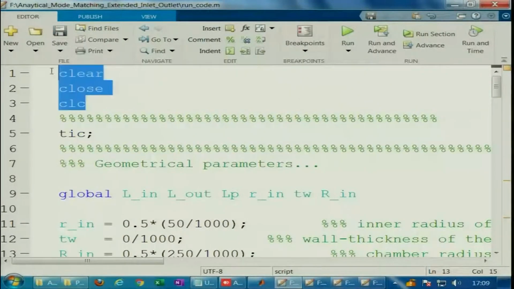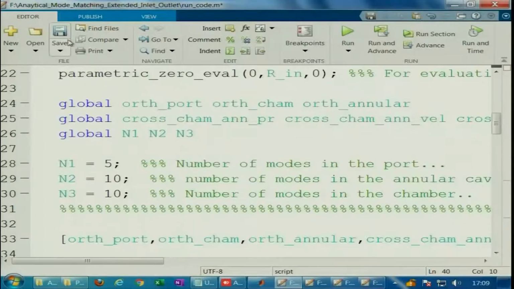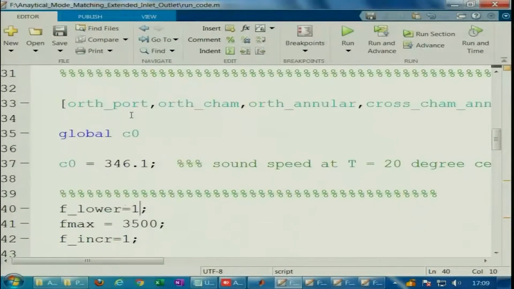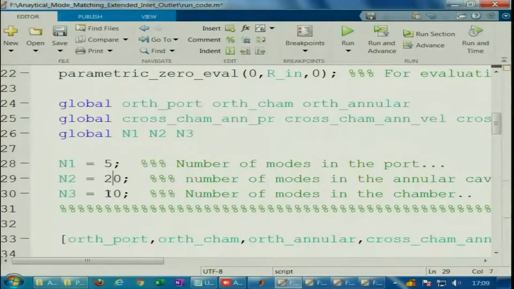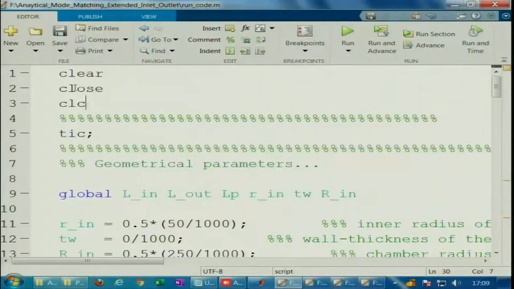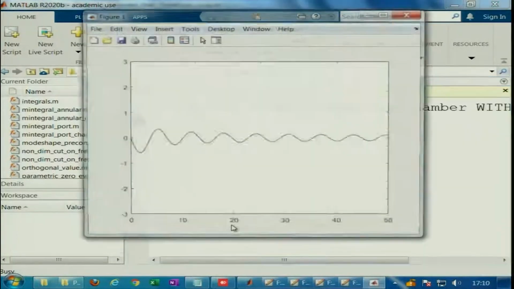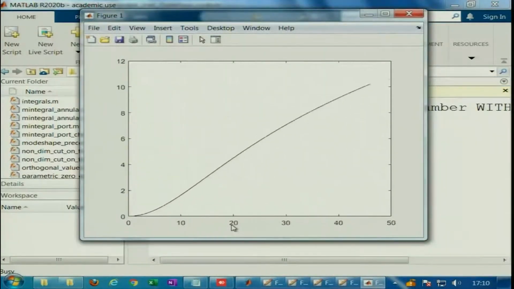Let us see, and the length everything remains the same, and now let us go from 1 to 3500 hertz. Let us consider even more terms, let us say 20 terms, because more number of modes will be excited. So, this comes from experience, how do you select the modes. You should also establish convergence. So, it is now pre-computing the integrals. Okay, so we are on the track.